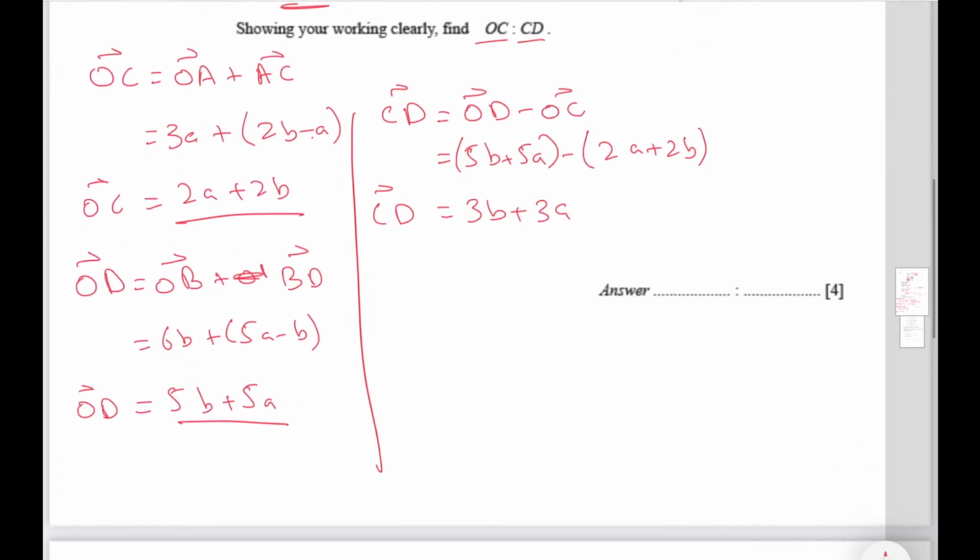Now let's compare OC, since we have CD as well, to CD. So OC in this case was 2a plus 2b and CD in our case is 3a plus 3b.